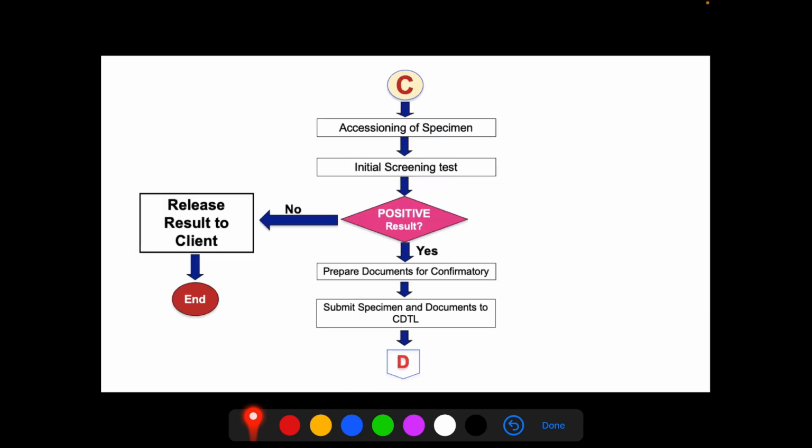Next, if the specimen is already acceptable, then an initial screening test must be done on the specimen, and if the result is negative, you can release that result to the client immediately. However, if it is positive, then you have to prepare the documents for confirmatory testing. So you have to submit the specimen and the documents to the confirmatory drug testing laboratory.